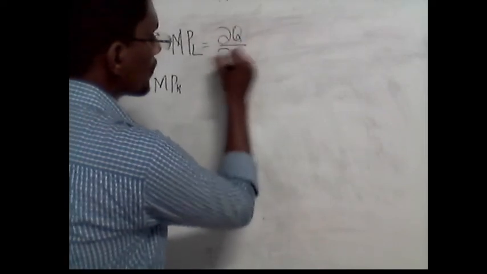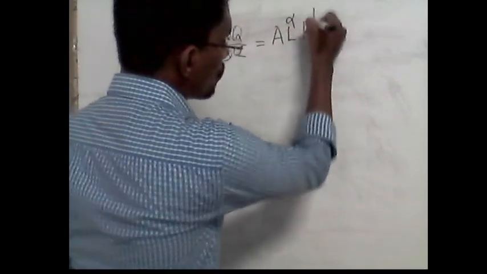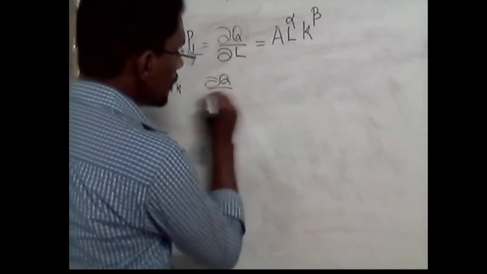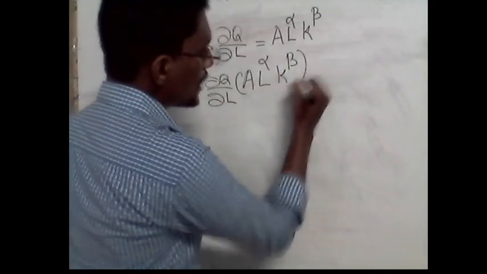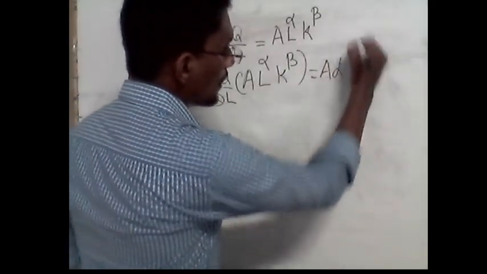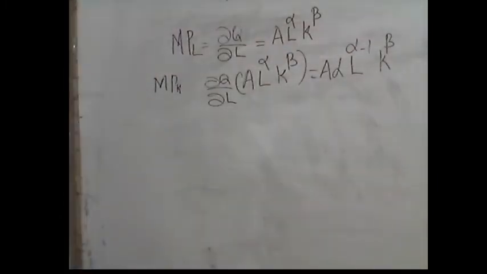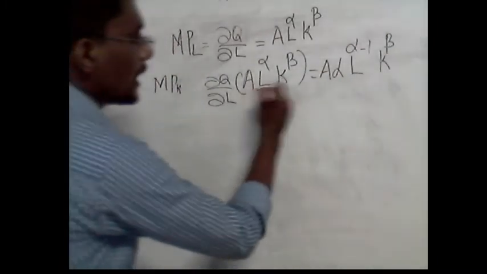Thereby, MPL is equal to dou Q by dou L, that is differentiating the production function with respect to labor itself. And here, the production function is A L raised to alpha and K raised to beta. Dou Q by dou L of A L raised to alpha and K raised to beta is equal to A alpha L raised to alpha minus 1 K raised to beta. Here we are differentiating only with respect to labor, not capital.